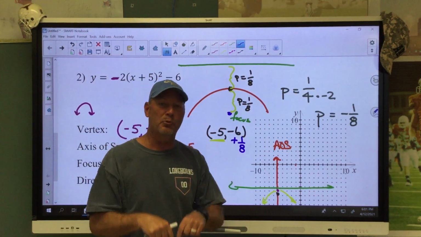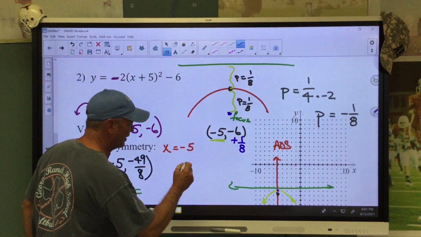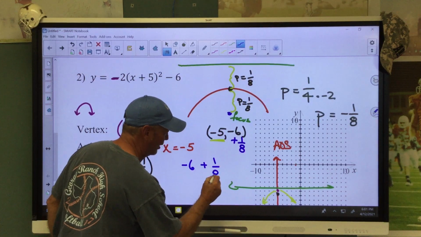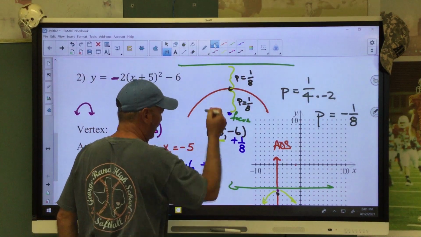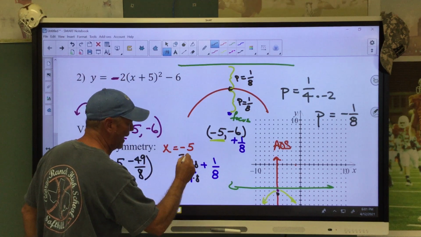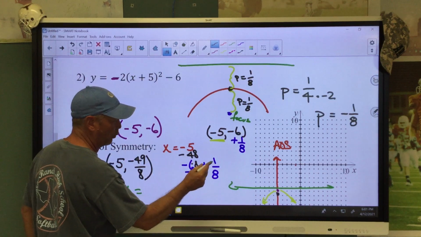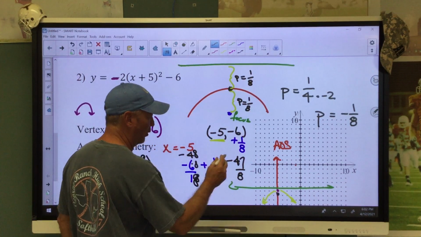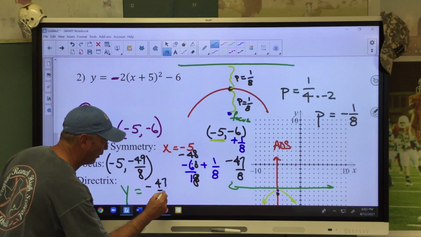So when we went down, we subtracted. When we go up, we add. So you're going to say -6 plus 1/8. We still get that common denominator, where we changed this to times 8 over 8. We had -48 over 8. -48 plus 1 is -47 over 8. That's my equation: y equals -47 over 8.